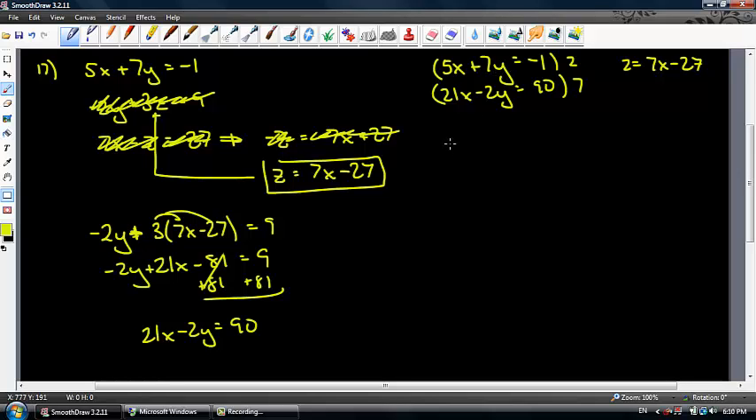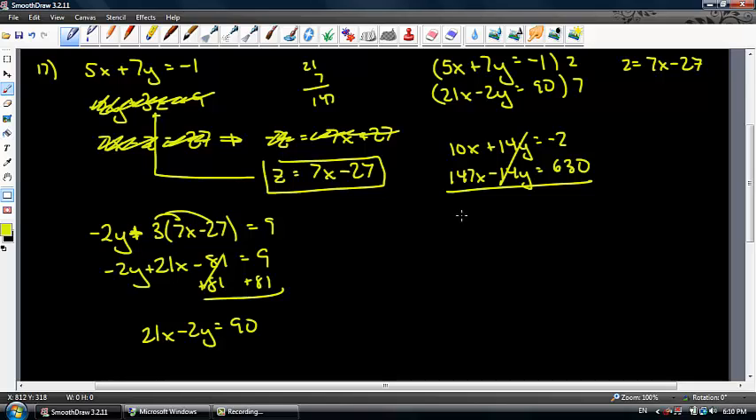So what I get for the new top is 10x plus 14y equals negative 2. And what I get here is negative 14y equals 630. And I have to figure out what 21 times 7 is. I forgot what that was. That's 147. 147x minus 14y. I'm going to add that downward. This goes away. I get 157x equals 628.